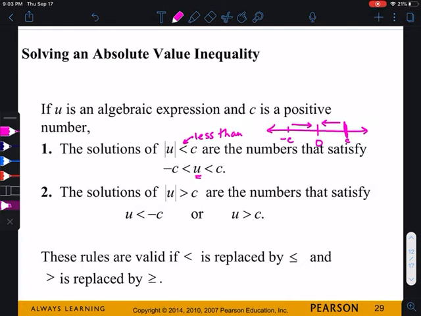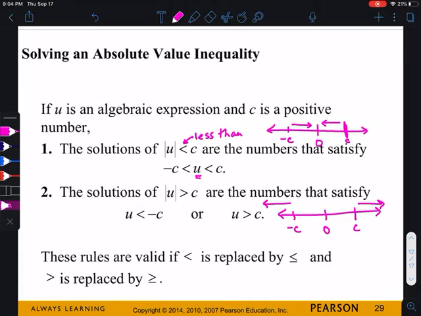So I'm smaller than that distance from c to 0, which is why u is going to end up in the middle. And then the next one says the solutions of the absolute value of u are greater than c. Then the numbers are u is less than negative c or u is greater than c. Well, what does that mean in terms of the number line? Again, if our distance from 0 is c units away, and we're negative c units away, if the absolute value of u is greater than c, that means that we are going away from 0. So it's going to go to the extremes, to the infinities, positive infinity and negative infinity.